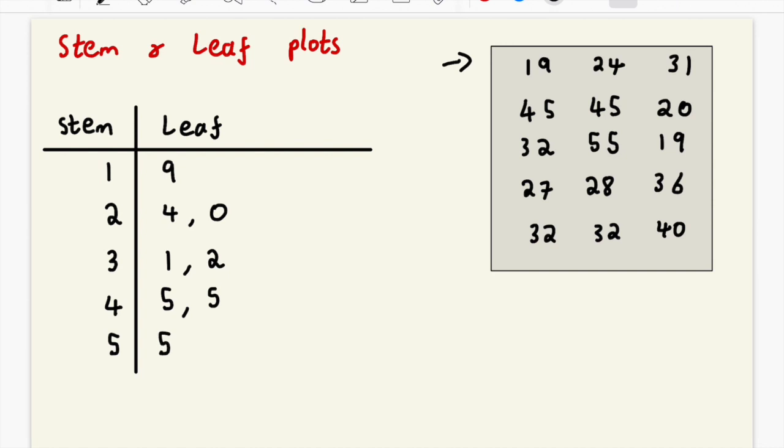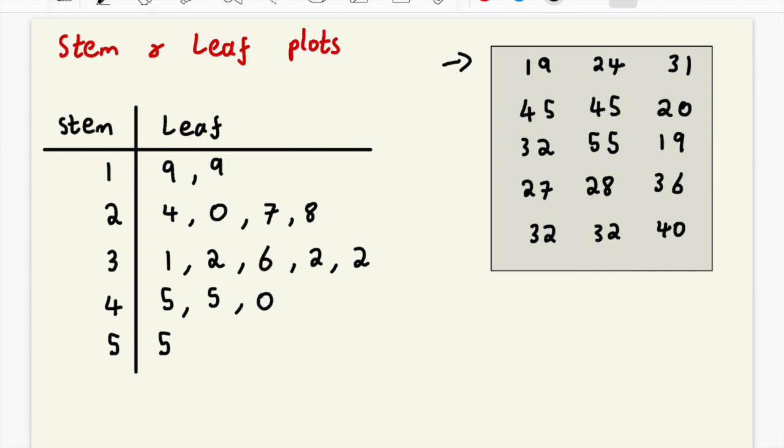Then we have another 19, so again, we'll add that into our teens. Then we have a 27, so we'll add a 7 into our 20s. We have a 28, so we'll add an 8. Then we have 36, so we'll add a 6 into our 30s bracket. Then we have two 32s, so we're going to add 2 and 2 into the 30 bracket. And then our final number is 40, so we're going to add a 0 into the 40s bracket.